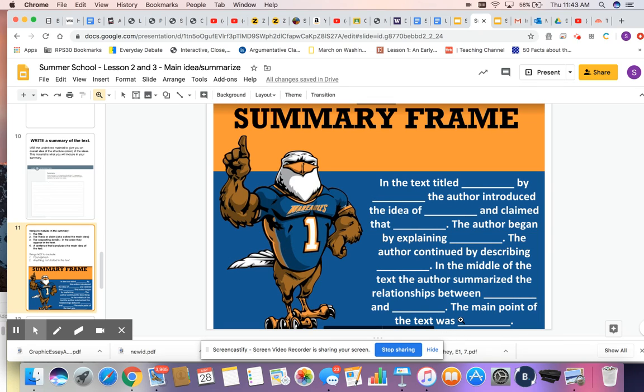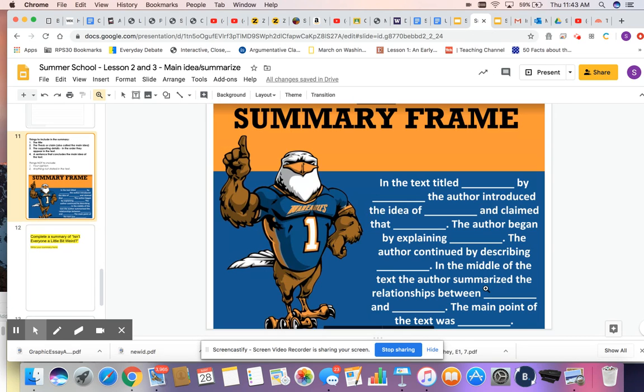A summary would sound something like this. In the text titled, Everyone is a Little Bit Weird, by, and you're going to include the author. The author introduced the idea of, here is the topic, and claimed that, here is your thesis. The author began explaining, here is supporting idea number 1. The author continued by describing supporting idea number 2. In the middle of the text, the author summarized the relationship between, this is the next supporting idea. And then the main point of the text was, this is that concluding statement. Notice how these go in the exact order that the text itself goes in.